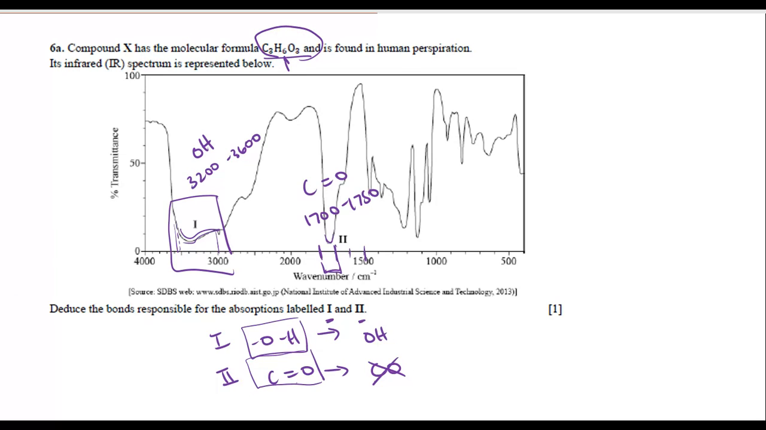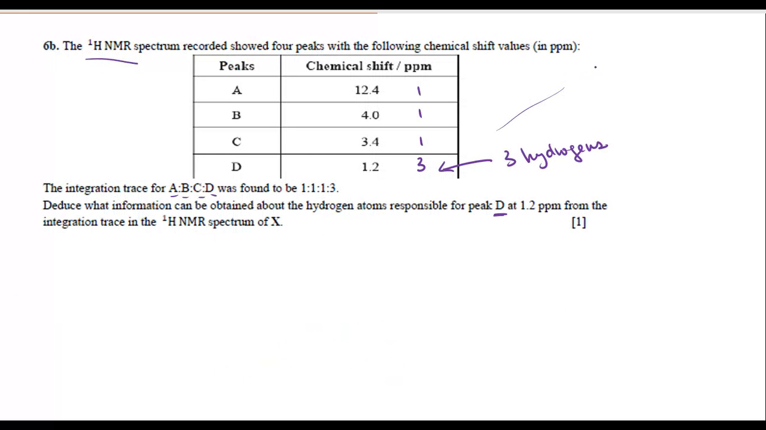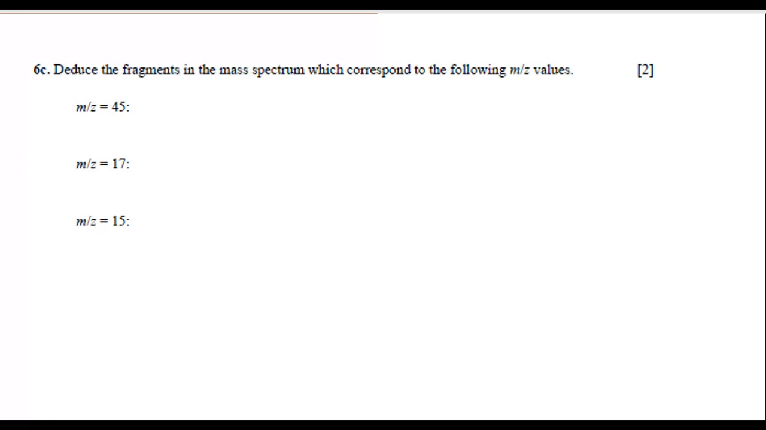C3H6O3. And so C3H6O3, I only have 6 total hydrogens. 1, 2, 3, 4, 5, 6. So deduce what information can be obtained. There are 3 hydrogens in that environment. 3 hydrogens is going to mean a methyl group. So either one of those answers would be correct. You could say that there are 3 hydrogens in this environment, labeled D, or you could say that it's a methyl group. Figure out the fragments that we would see in the mass spec that go along with that guy.